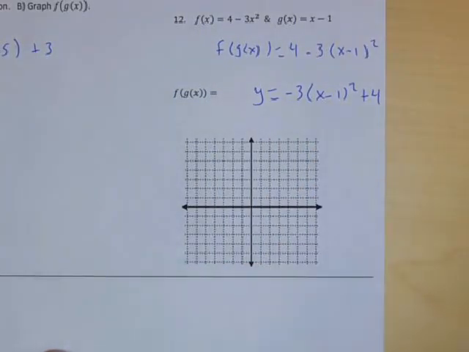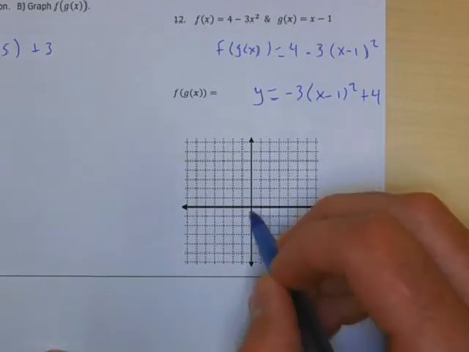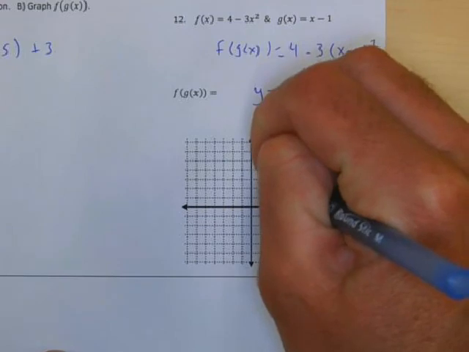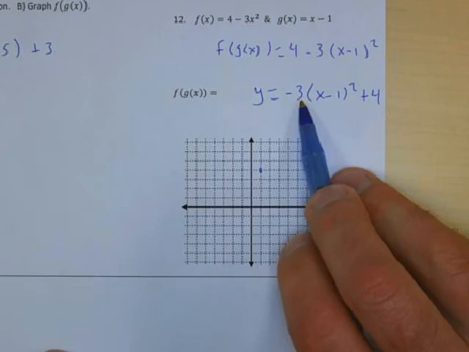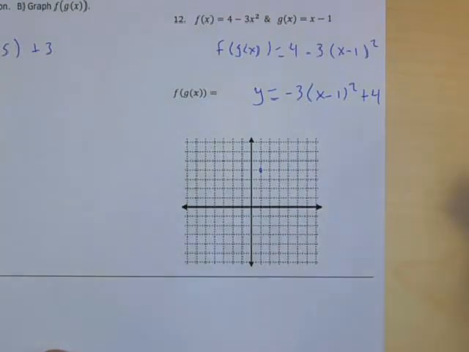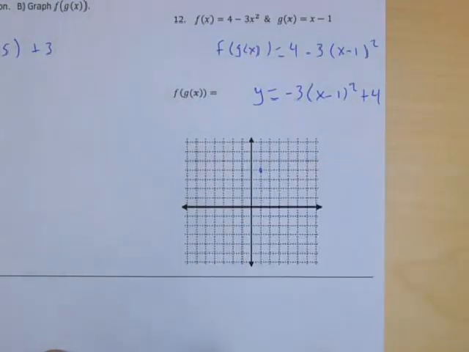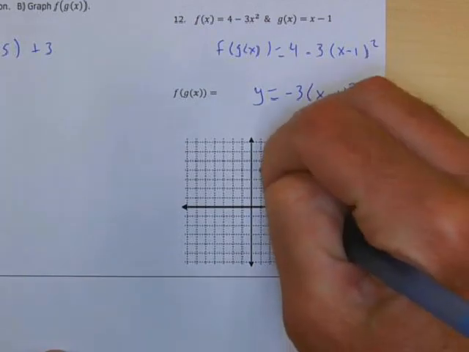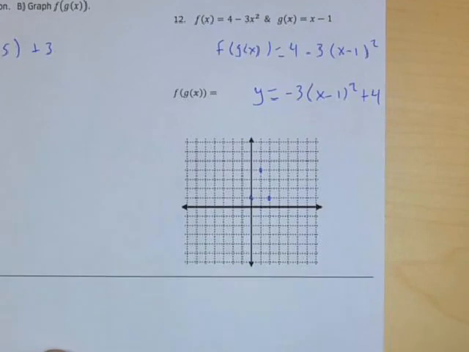Now we have a parabola. Okay, where is this parabola's vertex? Where is it shifted? Well, right 1 and up 4. So we're going to go right 1, up 4. And then I need a couple more points in order to graph. We're going to use the a value of negative 3 to get our lattice points. So we're going to go over 1, and then since it's negative 3, we're going to go down our a value, so over 1 and down 3. Over 1, down 3.